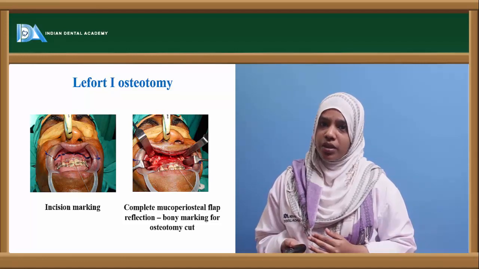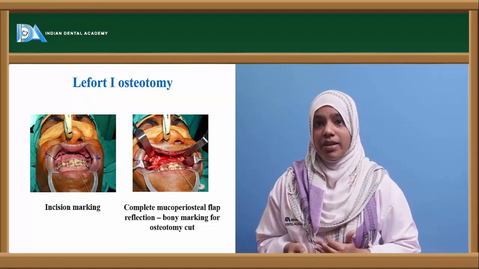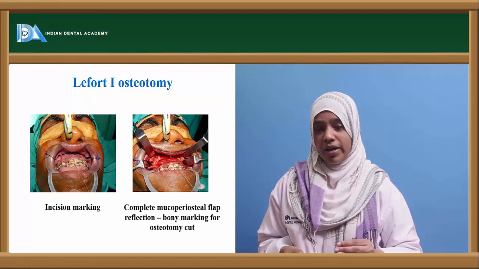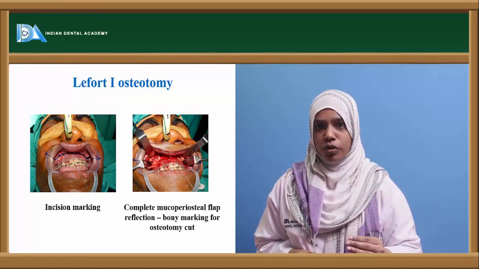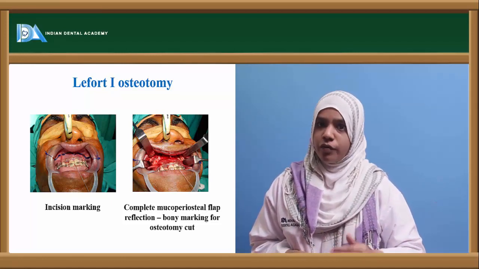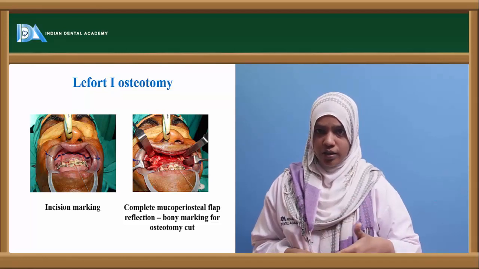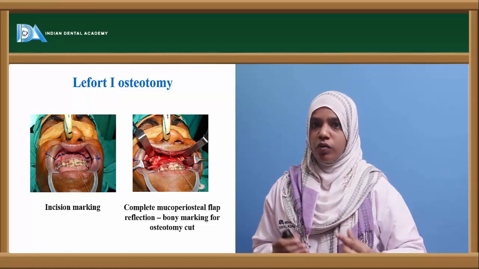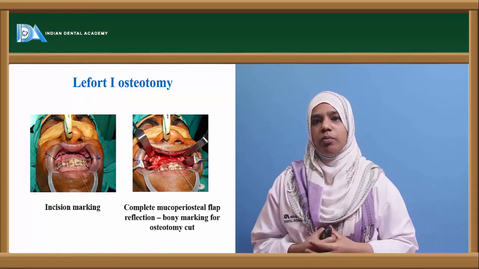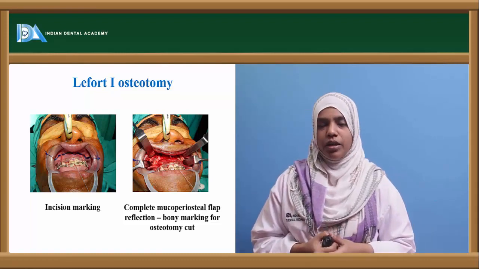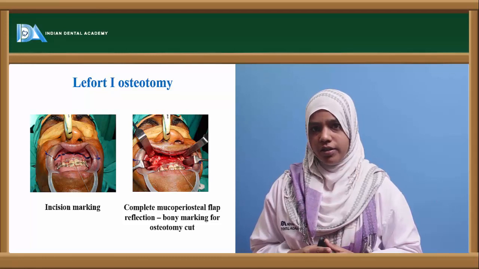But if you want to do a superior impaction, like in case of vertical maxillary excess, where you want to remove some amount of maxillary bone, you have to make two osteotomy cuts, superior and inferior. First you will make the inferior cut, then the superior cut. You will remove the chunk of bone and then you will do superior impaction of the maxilla. So your osteotomy cut is based on that.